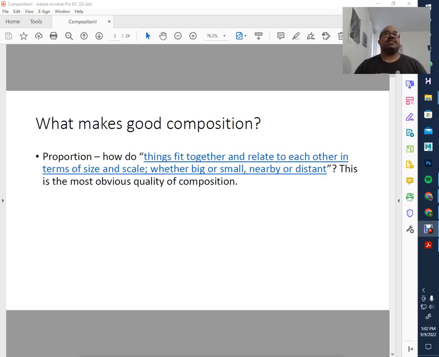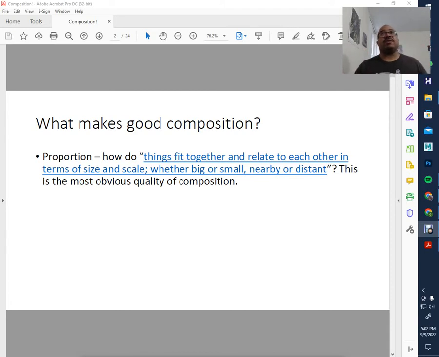All right, let's talk composition. So what makes good composition? First, let's talk proportion, which is basically how do things fit together and relate to each other in terms of size and scale, whether they're big, small, nearby, or distant. This is the most obvious quality of composition.